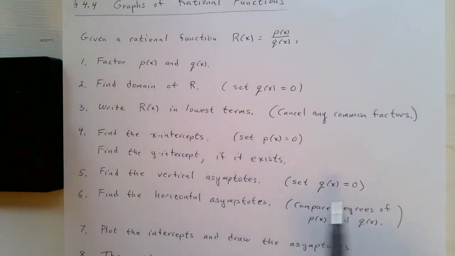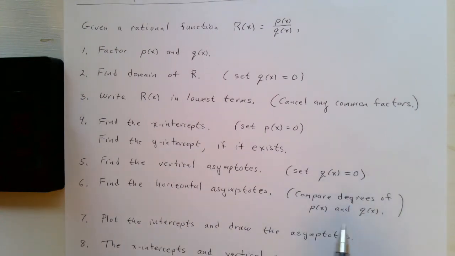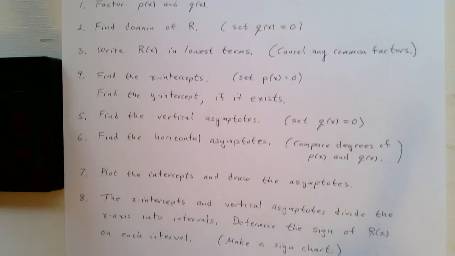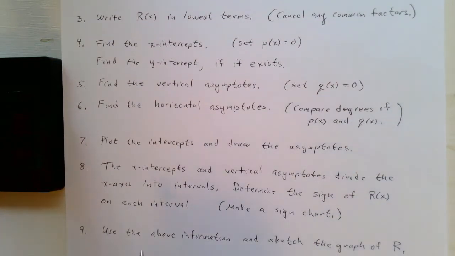The vertical asymptotes are where the denominator is 0. And we compare the degrees and find the horizontal asymptotes if they exist. Then we plot the intercepts and the asymptotes, and we draw the asymptotes. Then the only thing left is to see where the graph is above and below the x-axis. That's really about where the function is positive and negative. And if we know the signs of all the factors, then we'll know the sign of the whole function.